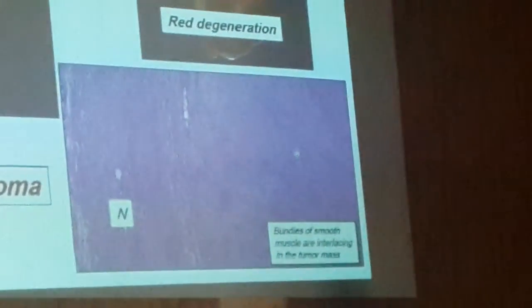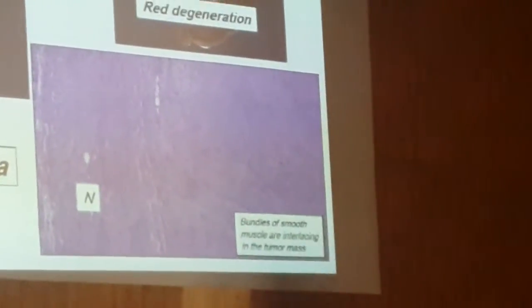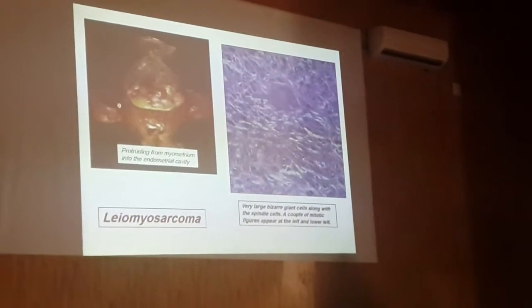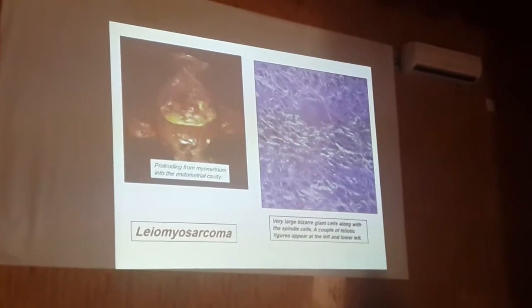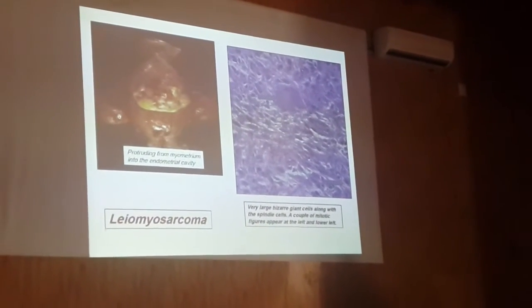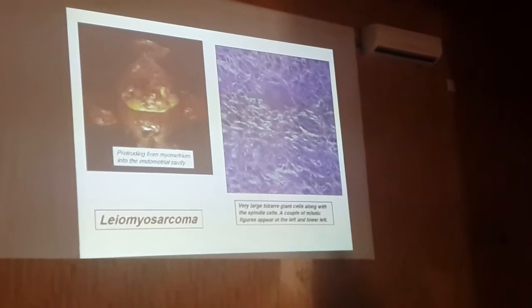And what you will find microscopically here: smooth muscles running in bundles, and they will cross each other also. But they are benign appearing, no pleomorphism, no mitosis, nothing. So this is leiomyoma. What is leiomyosarcoma now? Can you see this? So this is leiomyosarcoma. It is big and protrudes out from the cavity.